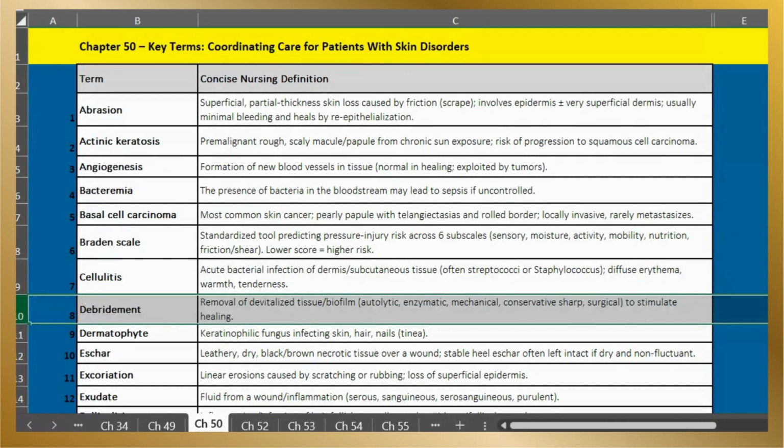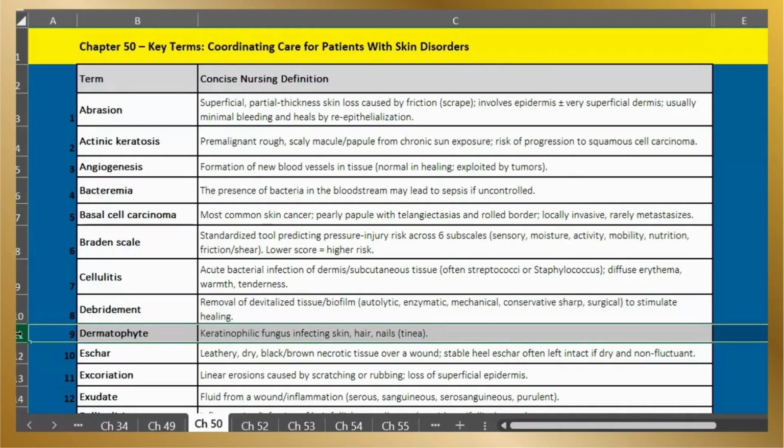Then we have debridement: removal of devitalized tissue and biofilm, autolytic, enzymatic, mechanical, conservative sharp, or surgical, to stimulate healing. So debridement means to remove debris.